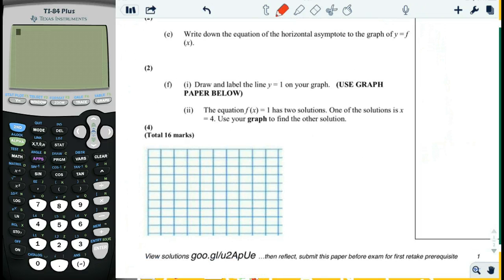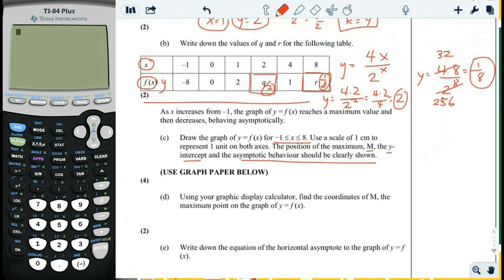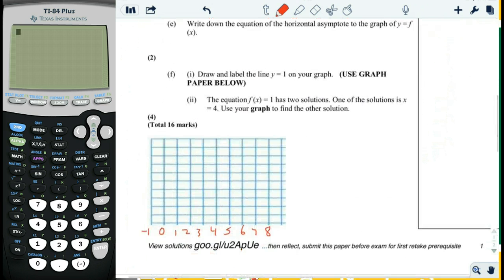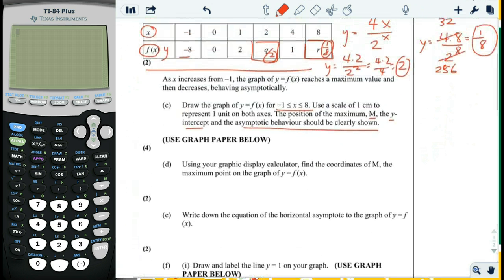So let's see. So we'll start at -1 and we'll go to 8. 0, 1, 2, 3, 4, 5, 6, 7, 8. And the values of y range between -8 and 2. So here will be -8, -6, -4, -2, 0, plus 2. So we'll draw our axes, and we'll start graphing our points.